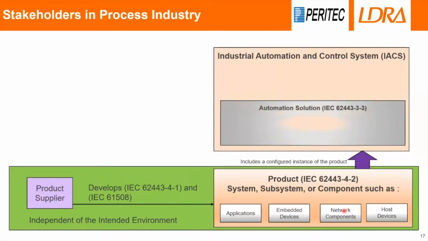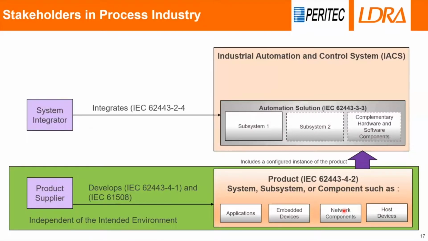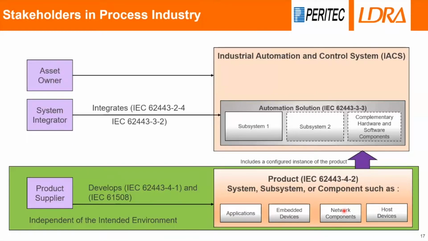So IACS systems will be using these endpoint devices or these controllers, and an automation solution will be implemented. So you can see that the automation solution may consist of multiple subsystems and one of the components is supplied by the product supplier. And there is a system integrator. The system integrator's role is basically to ensure that all these subsystems are integrated and the final process solution is available to the asset owner. So the asset owner basically operates all these systems, and different parts of IEC 62443 are followed by the system integrator as well as the asset owner.